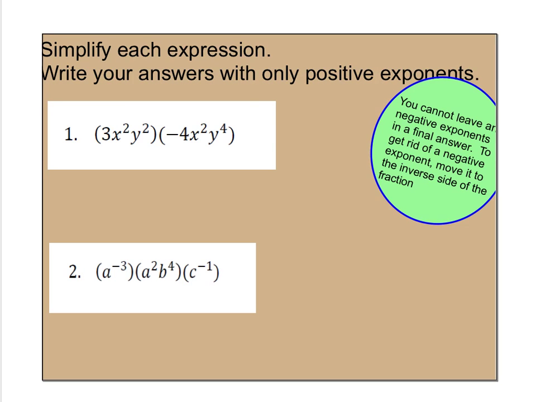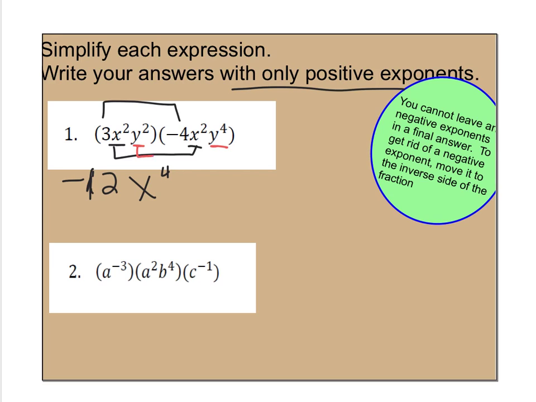So simplify, write your answers only as positive exponents. So look, multiplying. So I'm going to multiply the numbers. So that gives me negative 12. Now I start multiplying things here. So x squared and x squared becomes x to the fourth. y squared and y to the fourth become y to the sixth. So my final answer is negative 12 x to the fourth y to the sixth.